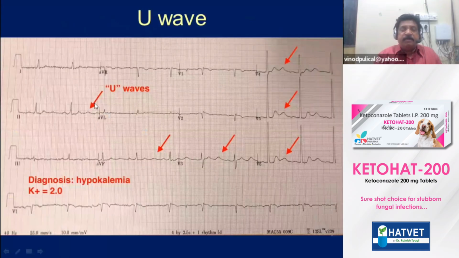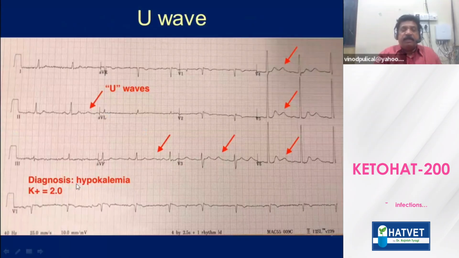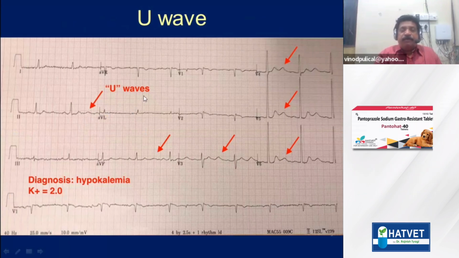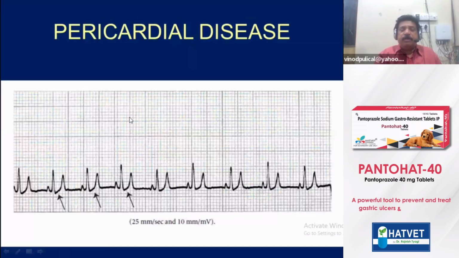See, this is hypokalemia, and the potassium level was just 2 milliequivalents per 100 ml of blood. So you can see the elevated U wave. So that is a U wave.